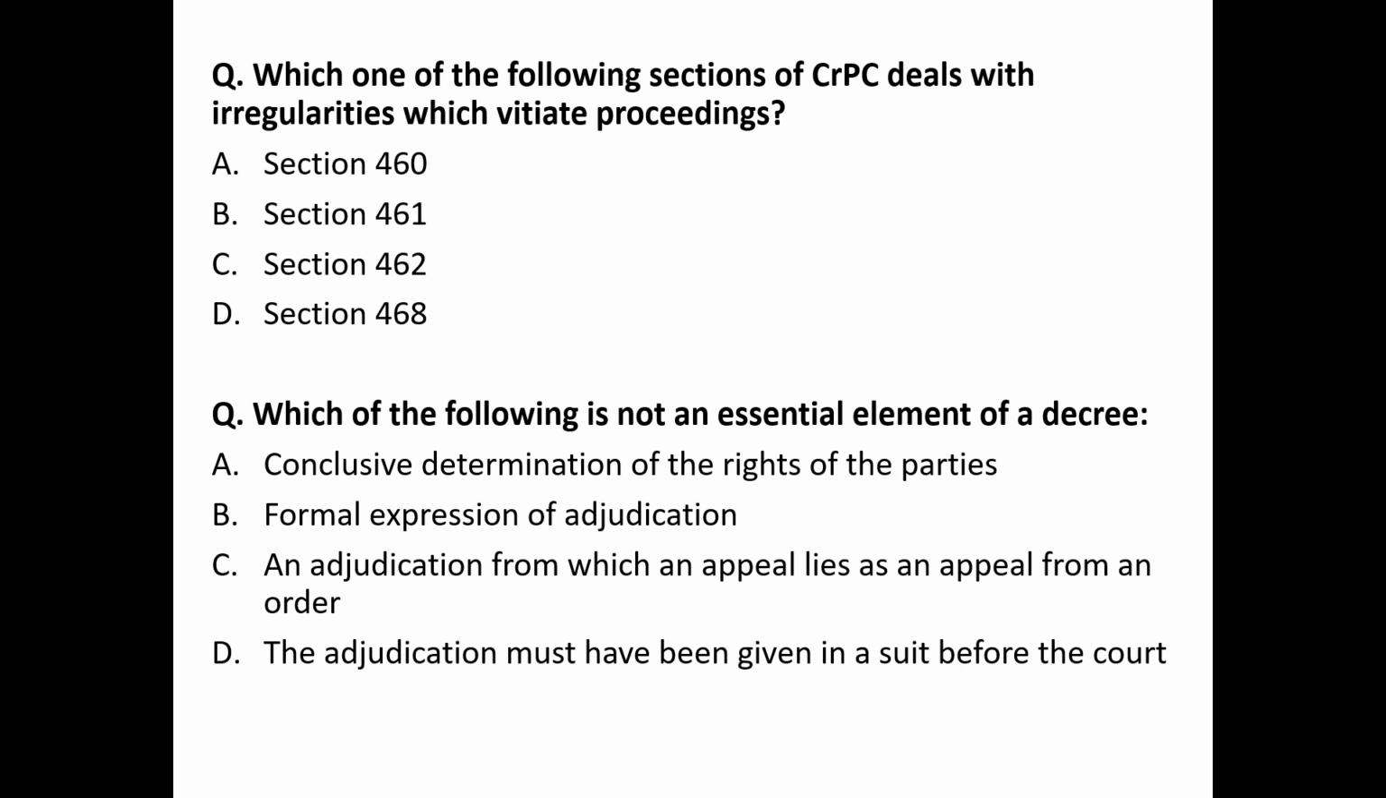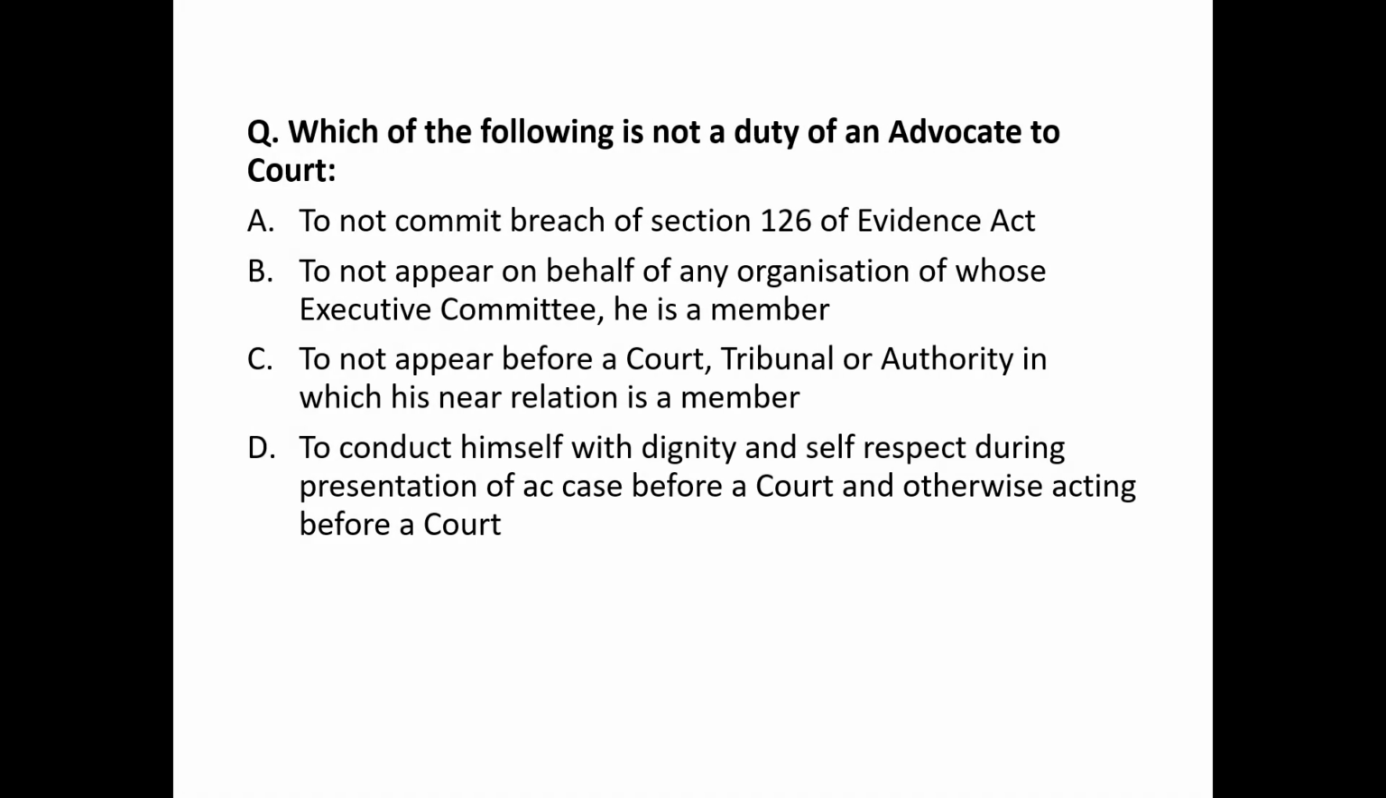Next question. Which one of the following sections of CRPC deals with irregularities that vitiate proceedings? It's option B, section 461. Next question. Which of the following is not an essential element of decree? An adjudication from which an appeal lies as an appeal from an order. Option C. Next question. Which of the following is not a duty of an advocate to court? To not commit breach of Section 126 of Evidence Act. Option A.